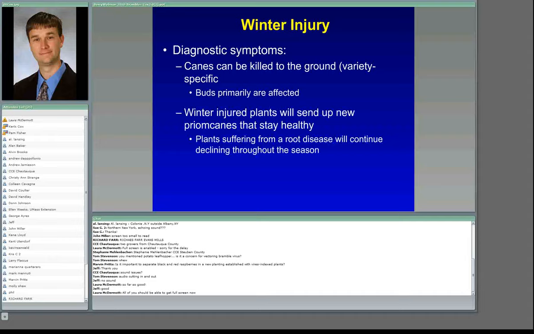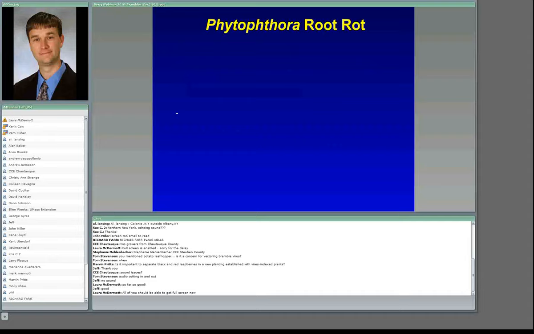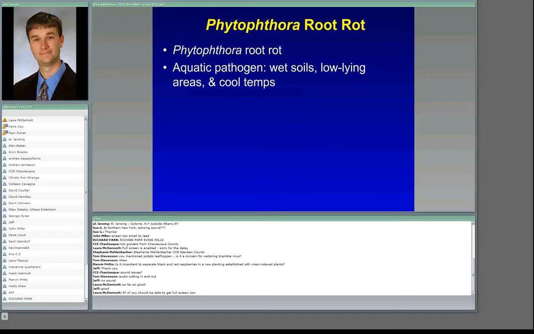Let's look at one here, Phytophthora root rot, one of the more prevalent diseases in small fruit, and that for brambles as well. It's an aquatic pathogen, which means it basically lives as an underwater organism.